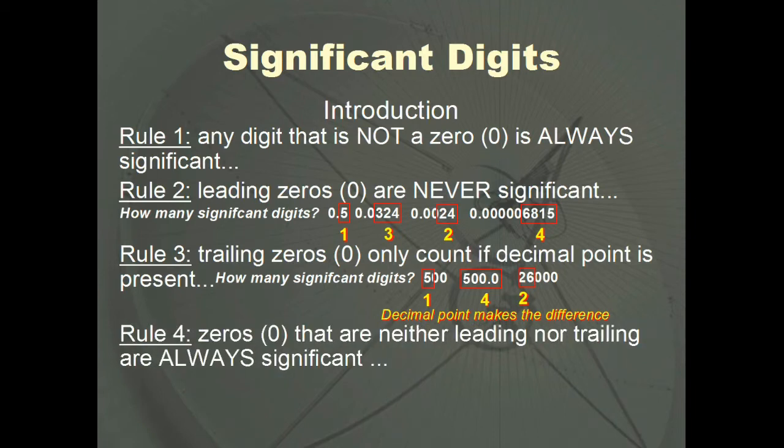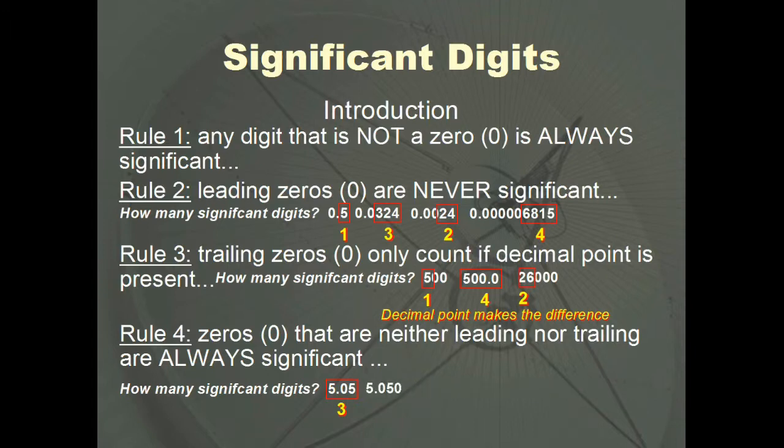Well, rule number 4. Zeros that are neither leading nor trailing are always significant. What does that mean? Another example. How many significant digits are in 5.05? Well, that 0 is neither trailing nor leading, but is sandwiched between 2 significant digits. Hence, it becomes significant. I have 3 significant digits in that number.